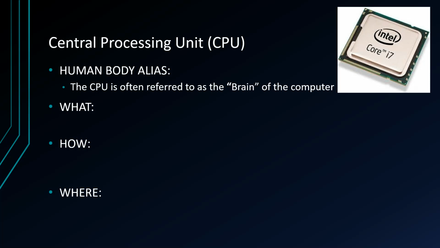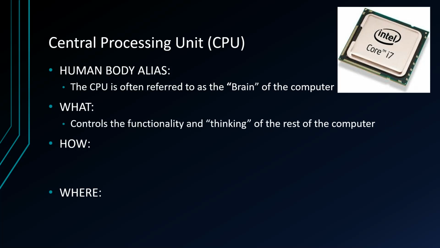So what does it do? It controls the functionality and thinking of the rest of the computer. Well, what does that actually mean? Well, it deals with data, information, and all it can do with that information is kind of distribute it, or help distribute, I should say. It can compare data and it can add data. Those are the 2 main functionalities, adding and comparing of information.